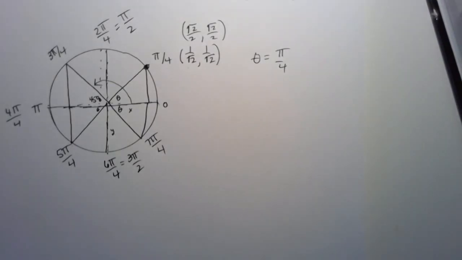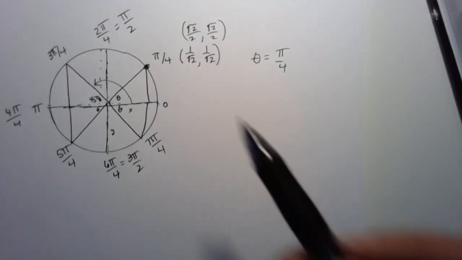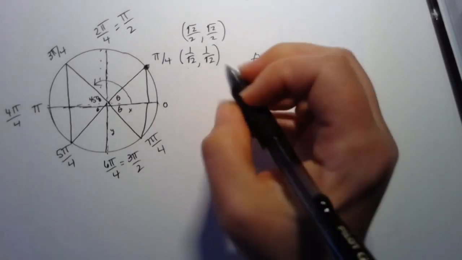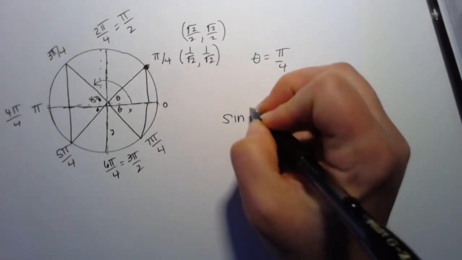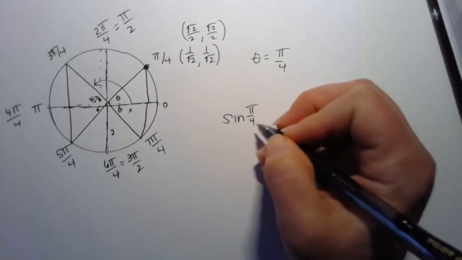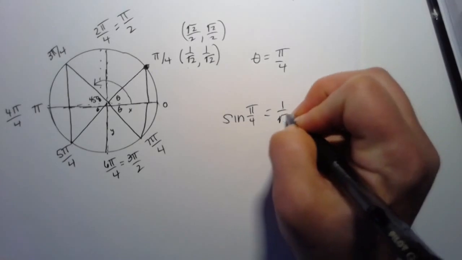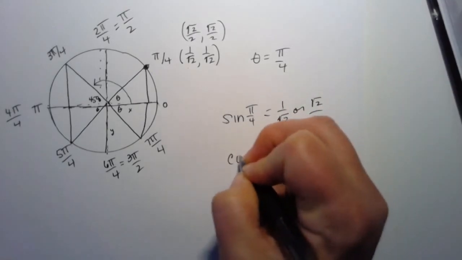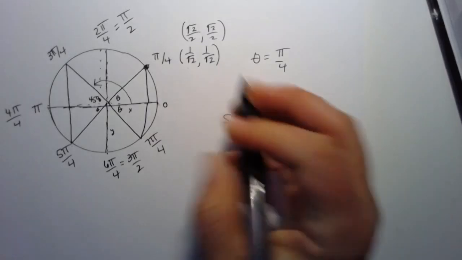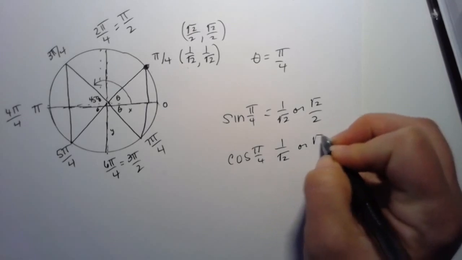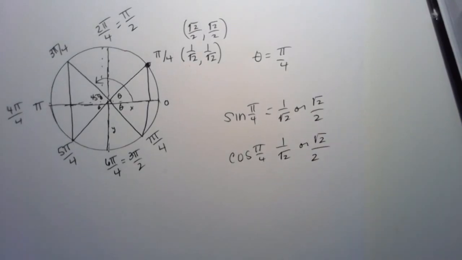Okay, so something I want to talk about then. I know that this over here is this. So that means that the sine of pi over 4, don't ask me why, I always like to start with sine, is 1 over the square root of 2, or square root of 2 over 2, whichever you prefer. The cosine of pi over 4, because that's x, is the same, 1 over square root of 2, or square root of 2 over 2. And I'll just go one more, tangent.